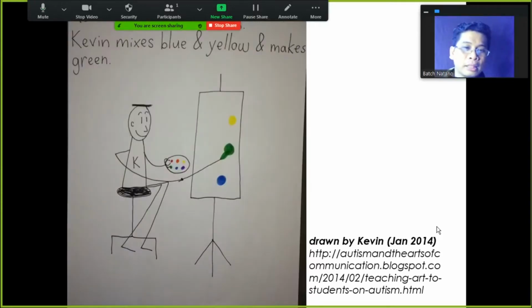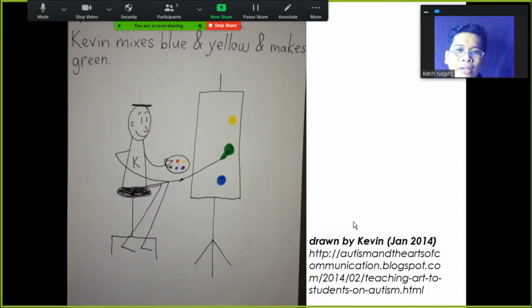Okay? Another one, this one is painted by Kevin. Napaka-simple, di ba? Pero Kevin mixes blue and yellow and makes green. Okay? So marunong siya ng color combination, that when you mix blue and yellow, you have green. Nakakatuwa yung ginawa ni Kevin. So nilalagyan niya lagi ng palatandaan. Kung makikita niyo, naglagay siya ng K para sabihin niya, ako yan, si Kevin yan.